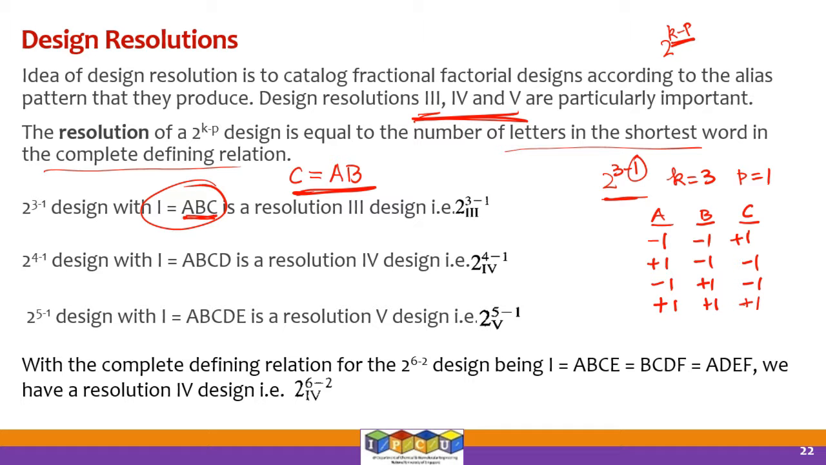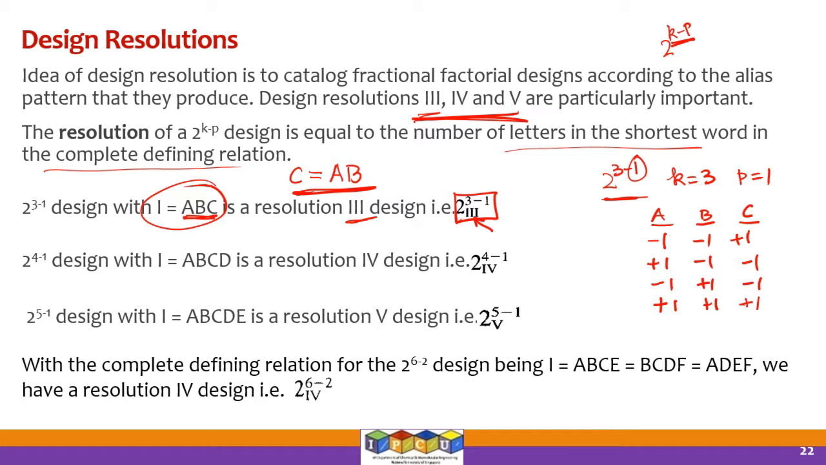All right. Since I is equal to ABC is the only design generator, and this happens to be a 3-letter word, and therefore the resolution of this design is 3, and therefore we would write 2 to the power of 3 minus 1 and include the resolution at the bottom. So whenever you denote a fractional factorial design, you should also indicate the resolution using Roman numerals at the bottom as a subscript there.